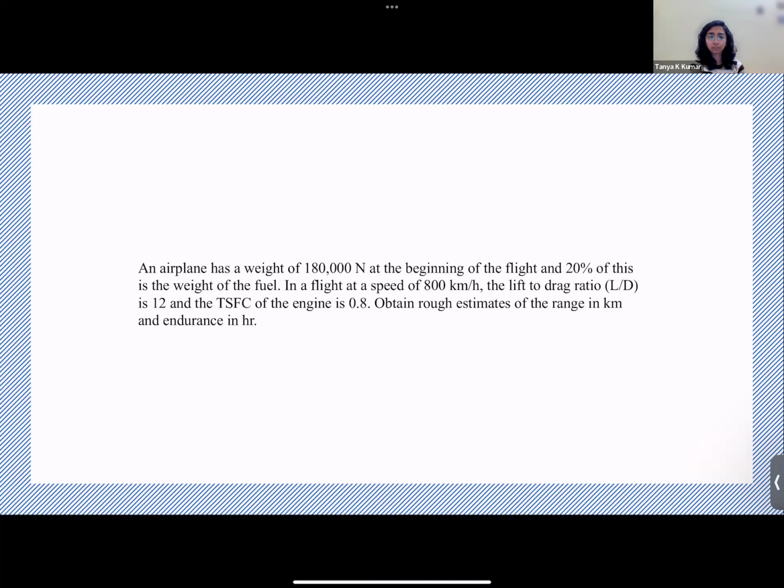So they've asked you a rough estimate, so you can take average value. So you can say that the flight speed is average flight speed, that 800 kilometer per hour, and then try finding range and endurance. And then we'll do it together. Just take a few minutes to solve this.